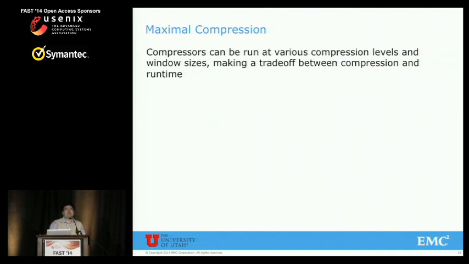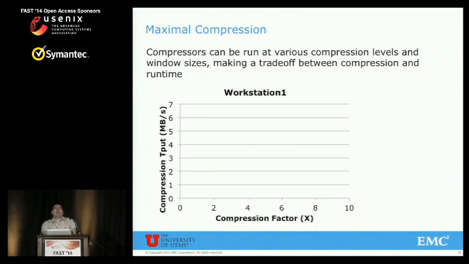Then the overhead to do a migratory compression becomes evident. We know that compressors can be run at various compression levels and with different window sizes, basically to make a trade-off between runtime and compressibility. So on this slide, we are trying to answer the question whether we can get the same benefits as migratory compression by simply running the compressors at their maximum configuration.